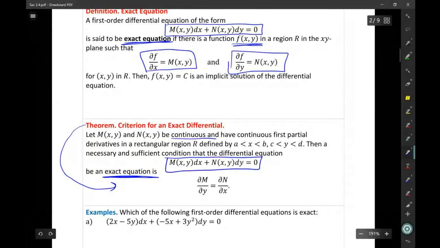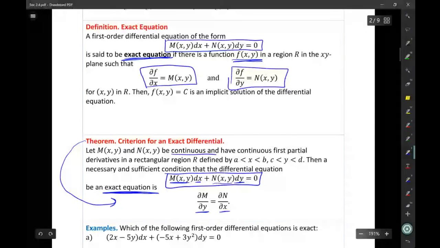dM by dy: I mean the part which is multiplied by dx, which is M, should be derived partially with respect to y, to equal the part which is multiplied by dy derived with respect to the other variable, which is x, of course partially.